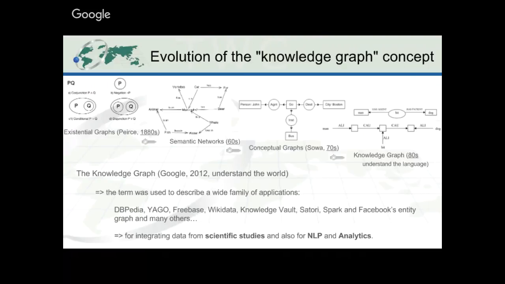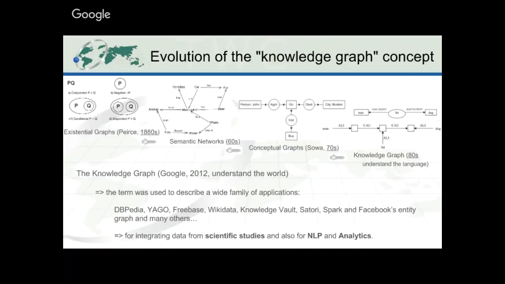Existential graphs were supposed to be the first work on logic, introduced by Charles Sanders Peirce. Graphs are a kind of diagrammatic way to describe logic. Then in the 60s, we have semantic networks, mainly in linguistics. And then conceptual graphs in the 70s, done by John Sowa, as a kind of intermediate language to map natural language to databases. And then we have knowledge graph theory in the 80s, developed in the Netherlands to try to understand language.